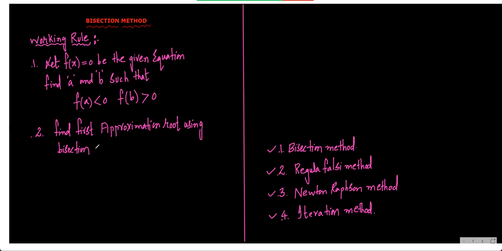Bisection itself indicates that we are dividing. Using the bisection method, your first approximate solution, let us assume that it is x1, should lie between these two values we have assumed: (A plus B) divided by 2. Then we have to calculate f of x1 and examine its sign.